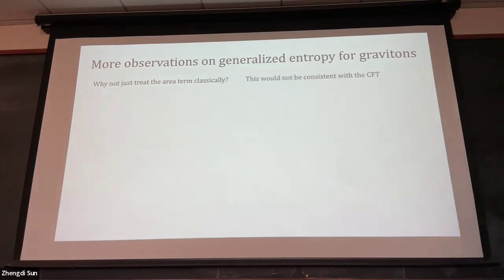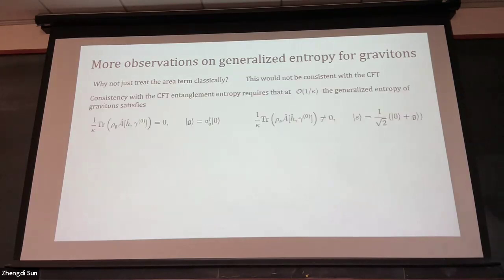The problem is that this would not be consistent with the CFT. You actually can't treat the area term classically. And why is that? Consistency with the CFT at order 1 over kappa requires the following property: for single particle states, the 1 over kappa contribution vanishes for the classical extremal surface, but for superposition states, it doesn't vanish. And in particular, it gives a 1 over kappa generalized entropy. We can check this explicitly in the example that I'll give later in the talk.